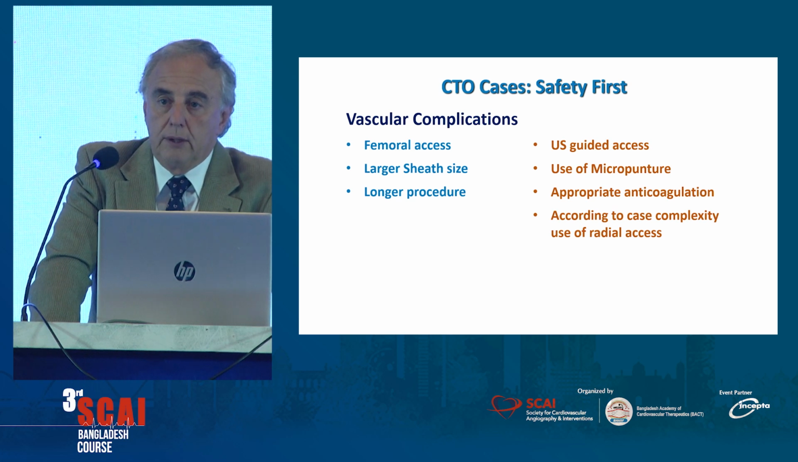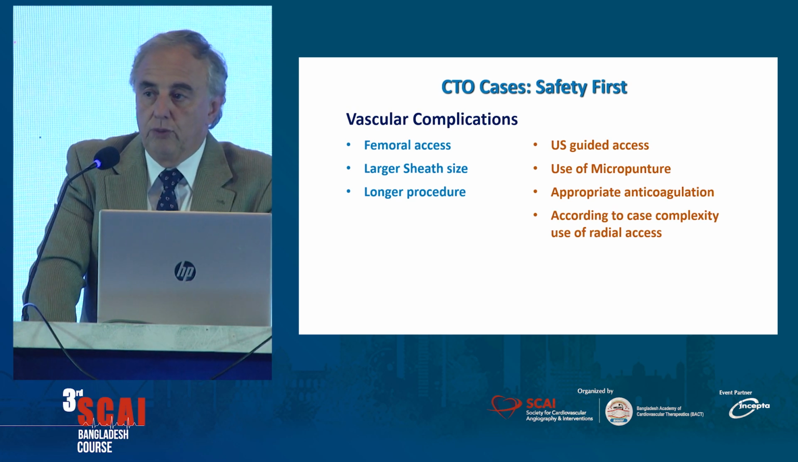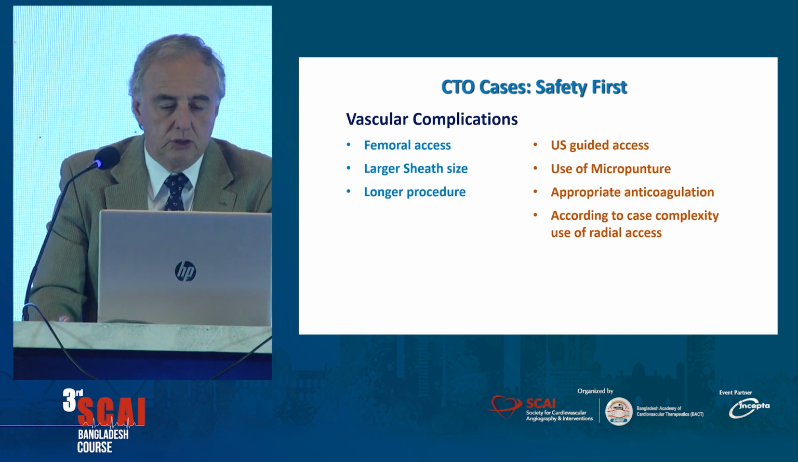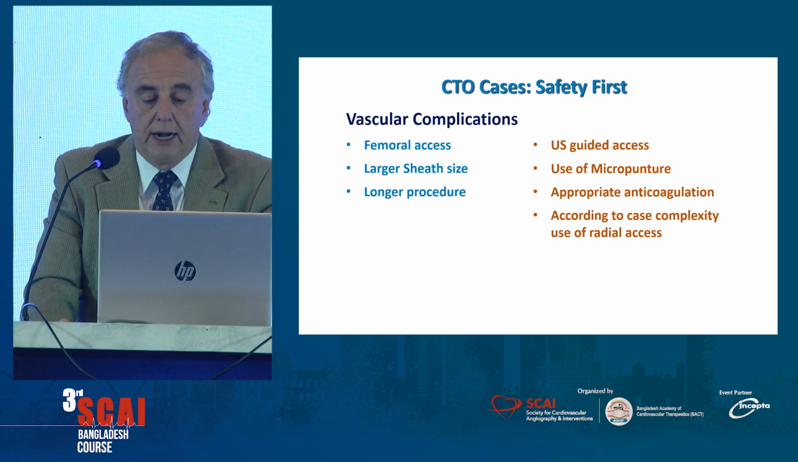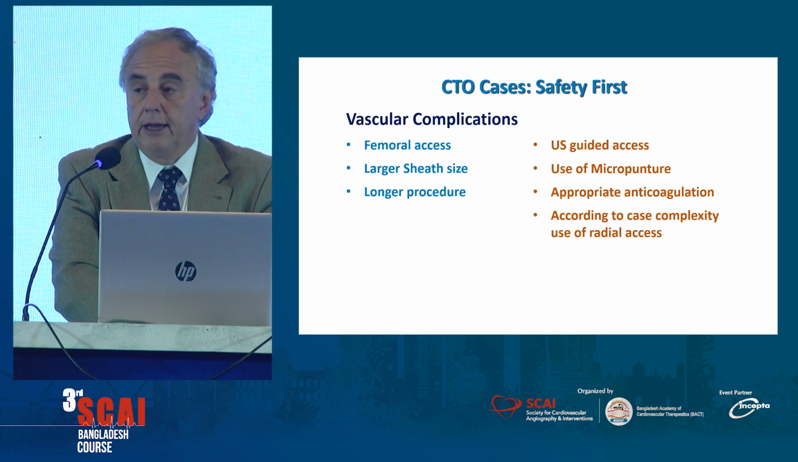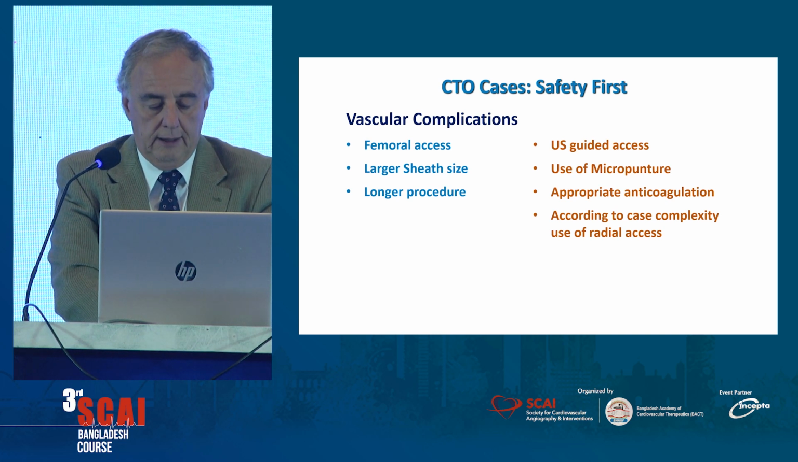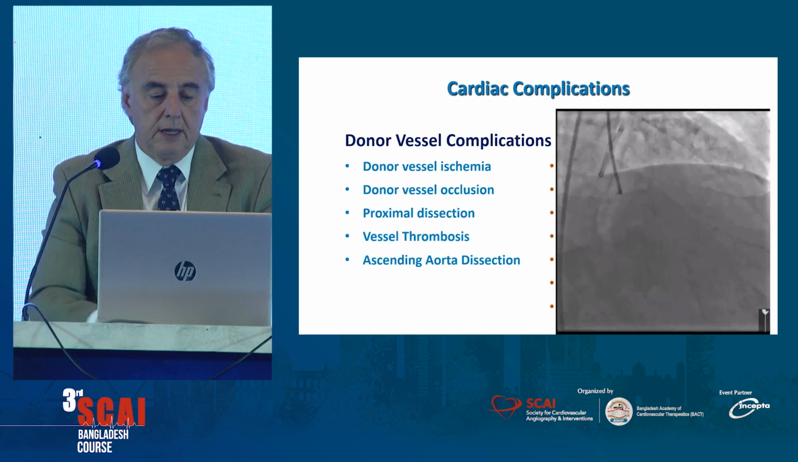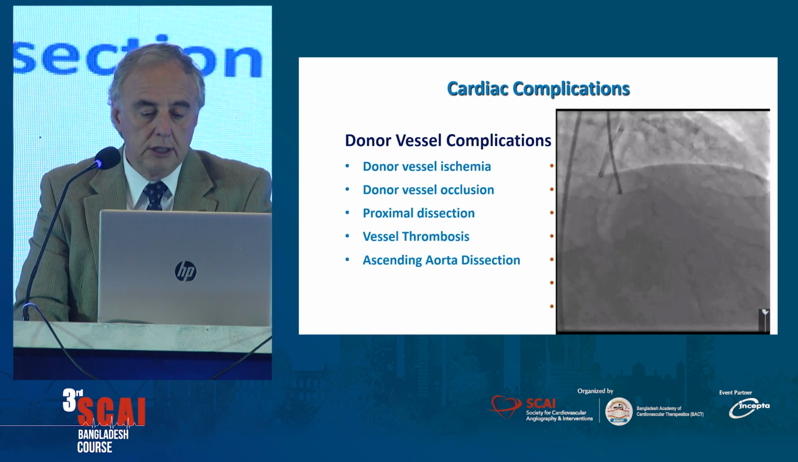So vascular complications is another thing that you will encounter. You remember that you will have double injections, and you might use French guiding catheters. So something to take into consideration: use ultrasound-guided access with a micropuncture device, and with that you will prevent complications. Appropriate anticoagulation is important, and according to the case, radial access may be your donor artery access.